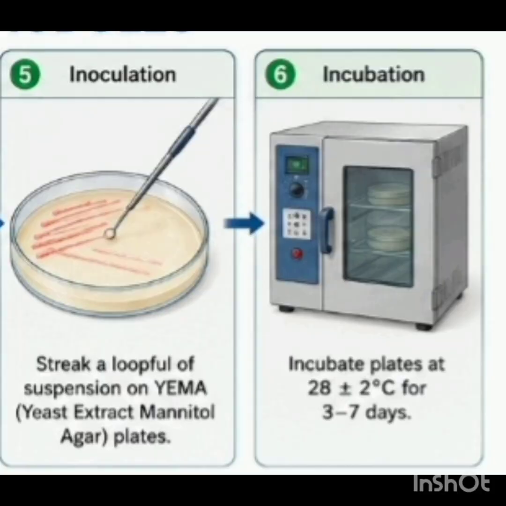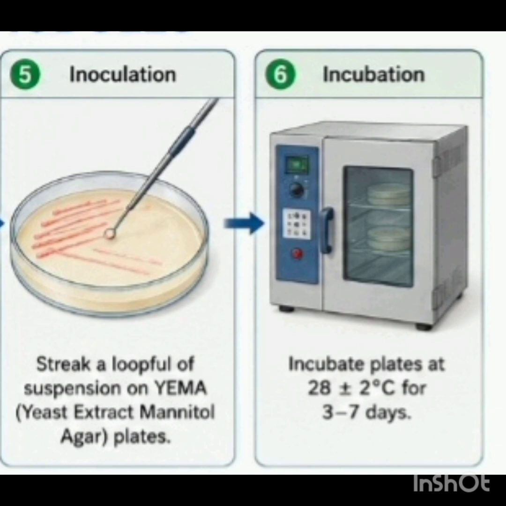A loopful of suspension is then streaked onto plates containing yeast extract mannitol agar, which can also be abbreviated as YEMA, a medium widely used for the cultivation of Rhizobium. Yeast extract provides vitamins and growth factors, while mannitol serves as an energy source. Sometimes Congo red dye is incorporated into the medium because Rhizobium typically absorbs the dye poorly, helping distinguish it from the contaminating bacteria that may be present.